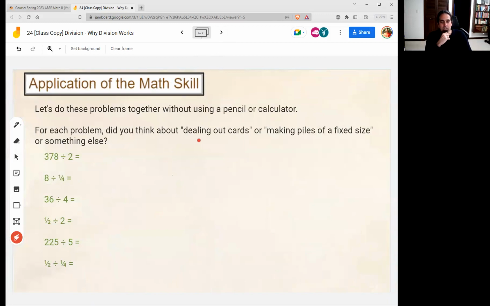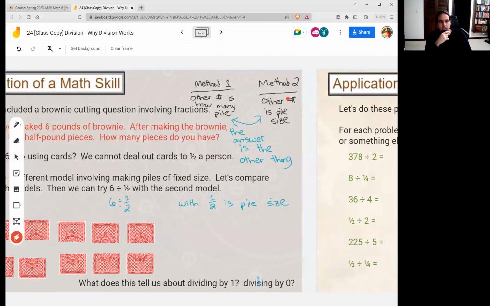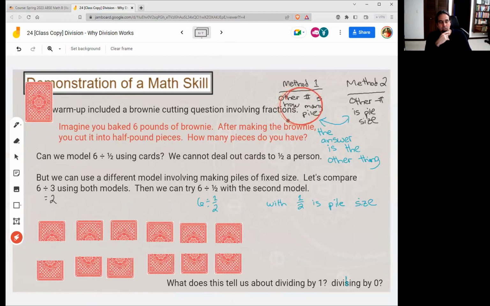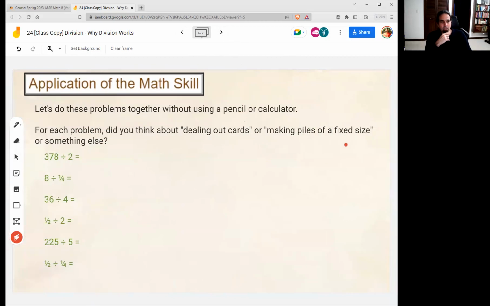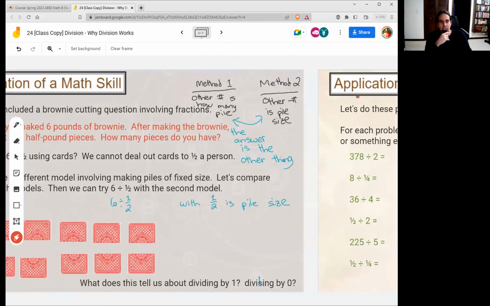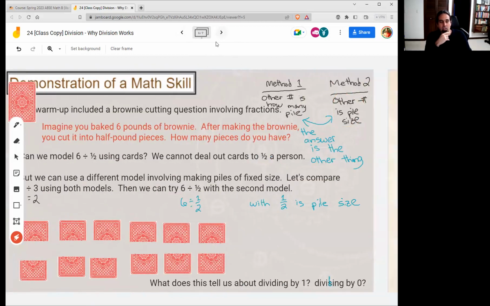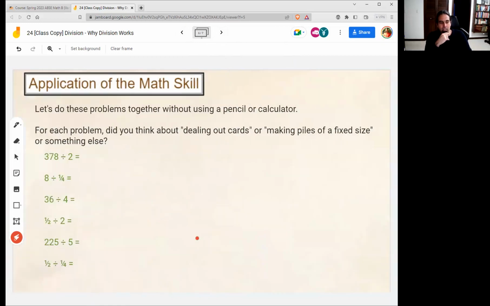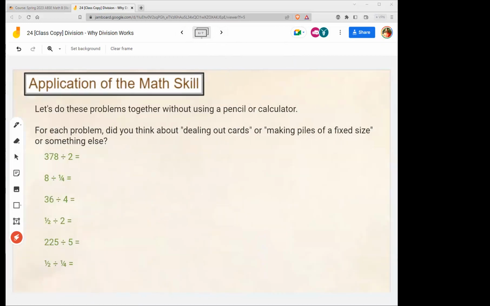Okay, we're going to take a break because it is 7. And when we come back, we'll try doing these with either dealing out cards, where the other number is how many piles we're making because we're dealing cards to people, or making piles of a fixed size, where the other number is how many are in each pile, but that's later. So let's take a little break and come back.